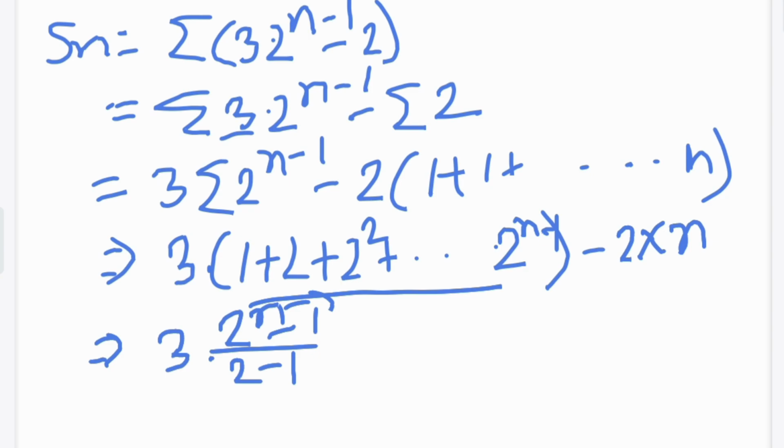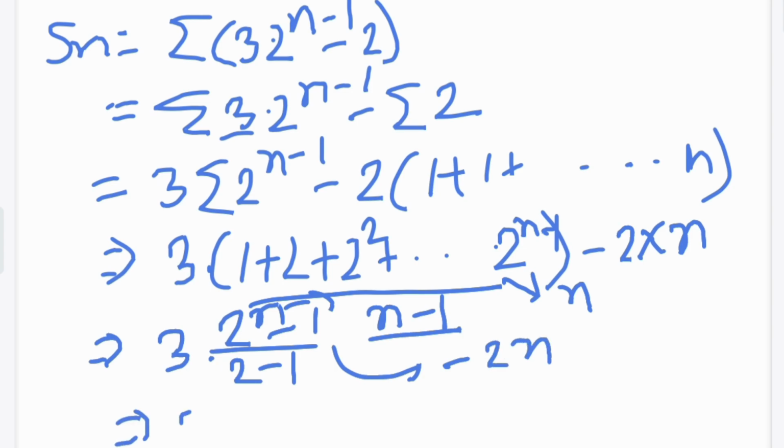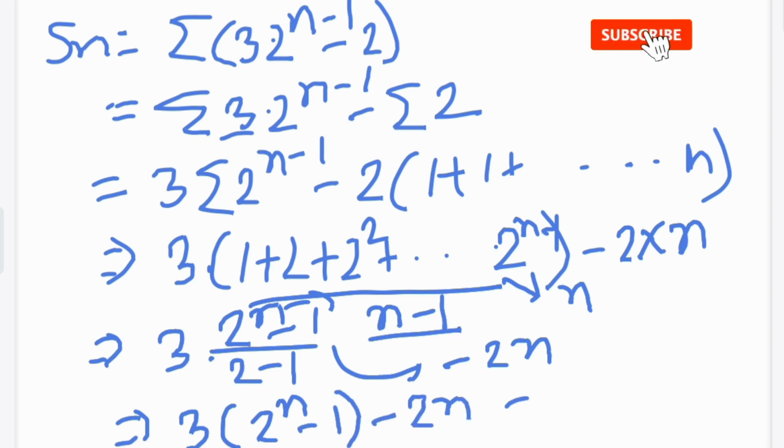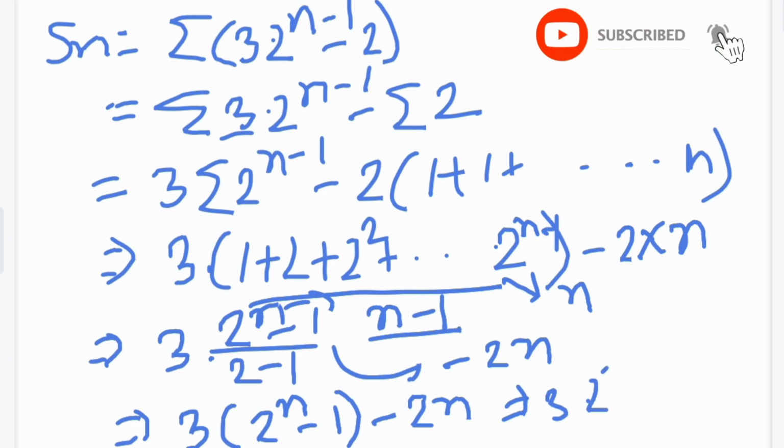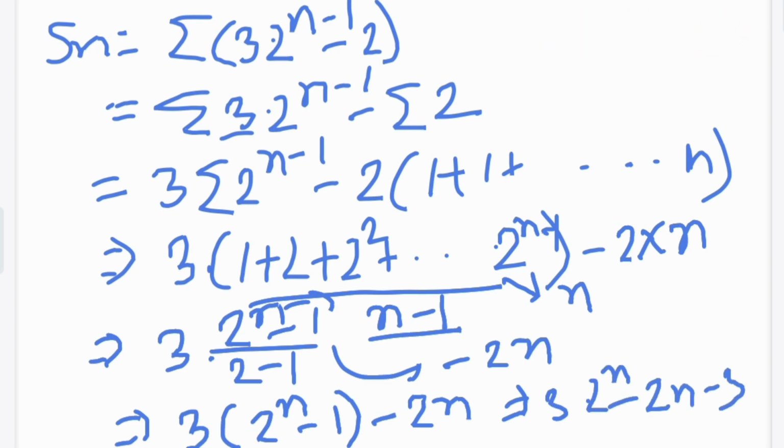Notice here this will not be n minus 1 because the total number of terms here is n. So this is 2 raised to the power n minus 1, then here minus 2n. So 3 into 2 raised to the power n minus 1 minus 2n. So that is simply 3 into 2 raised to the power n minus 2n minus 3. And now if you put the value of n equal to 100, then we will obtain our target sum.